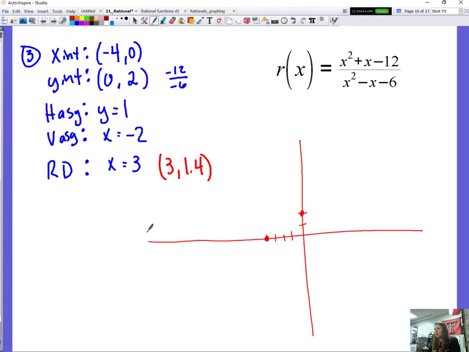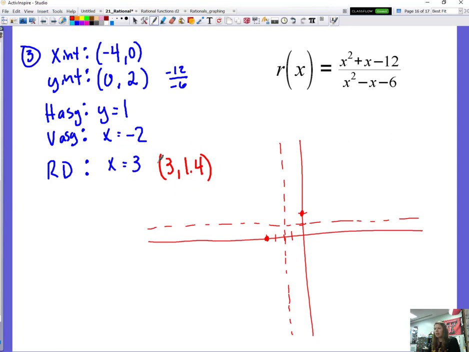We have a horizontal asymptote, y equals 1, and at x equals -2, we have a vertical asymptote. Okay, and then we have a removable discontinuity at x equals 3.